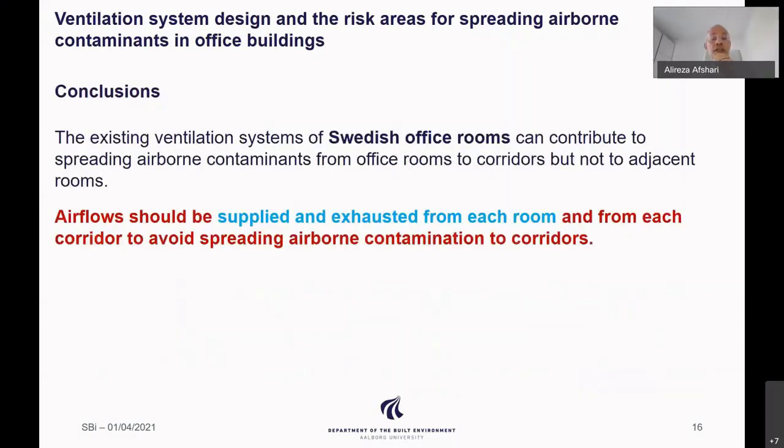So the conclusion is that the existing ventilation system of the Swedish office building can contribute to spreading airborne contaminants from office rooms to corridors, but not to the next rooms. Airflow should be supplied and exhausted. That may be a measure: airflow should be supplied and exhausted from each room, in order to avoid spreading the airborne contaminants to the corridor.